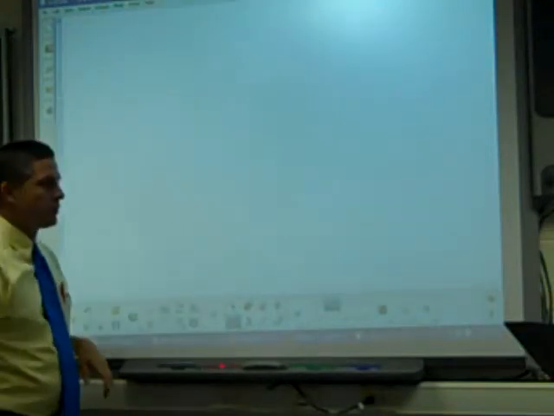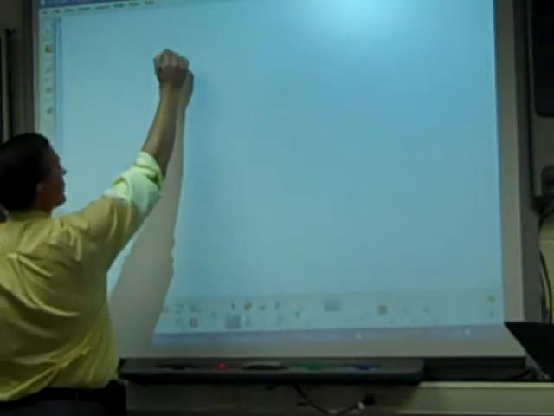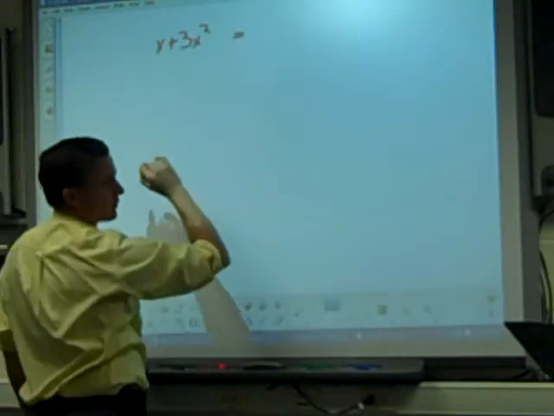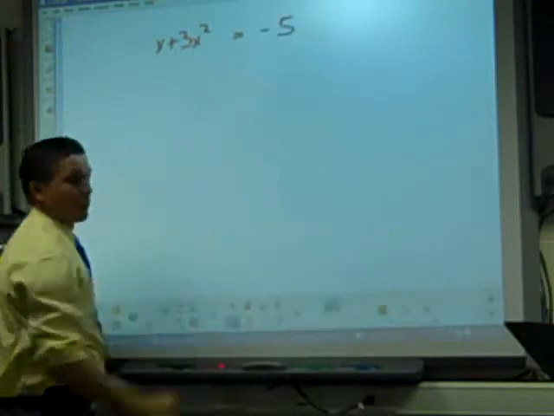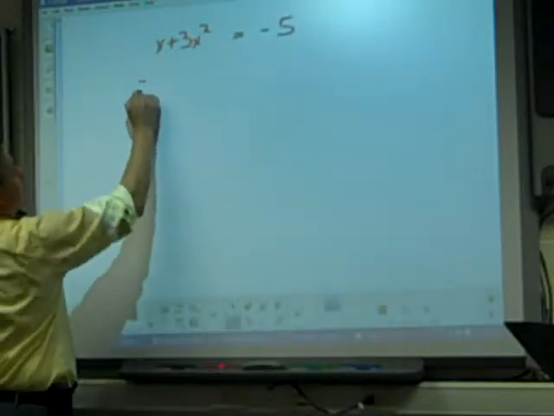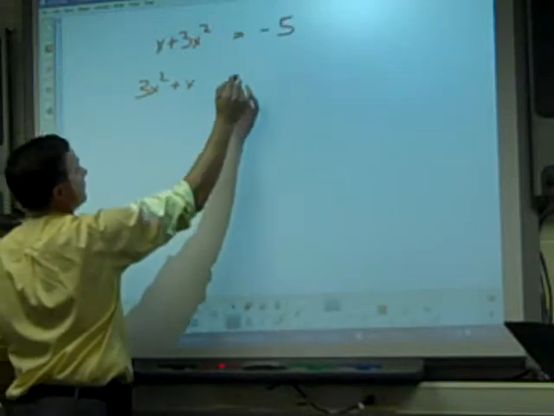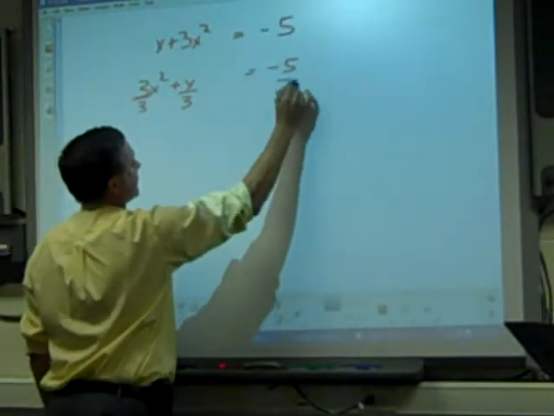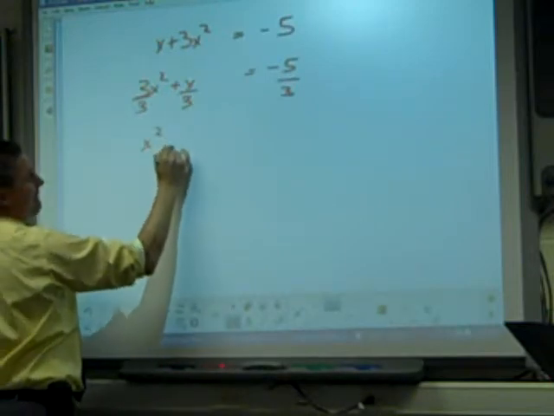I'm going to do another example here really quickly. And I'm just going to use the complete the square method. I am not going to worry whether it factors or not. I will put it in descending power. And I will first get rid of the coefficient and rewrite it.